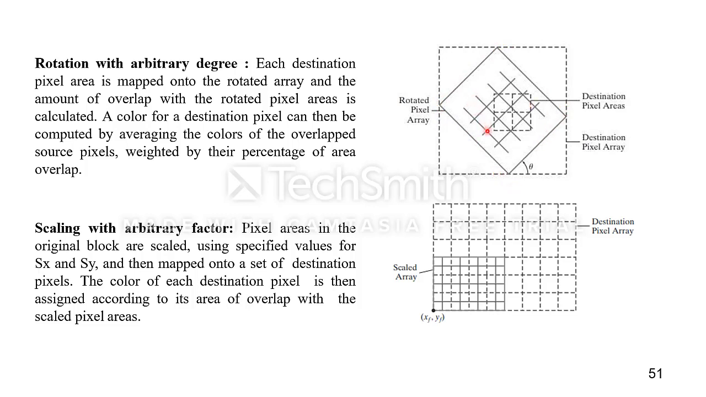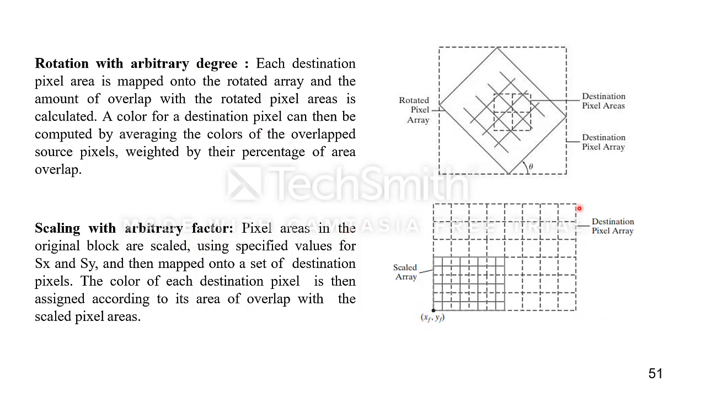And then the amount of overlap with this rotated pixel array is calculated. A color for a destination pixel can then be computed by averaging the colors of the overlapped source pixels weighted by their percentage of area overlap. This is rotation with arbitrary degree and then scaling with arbitrary factor.